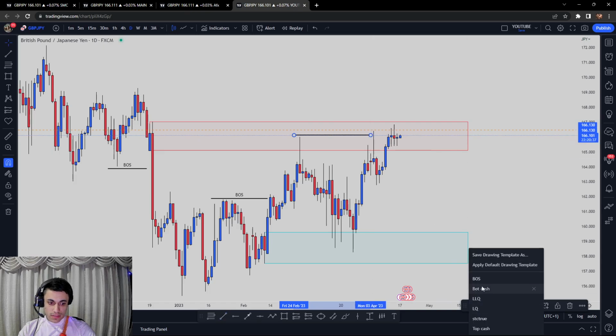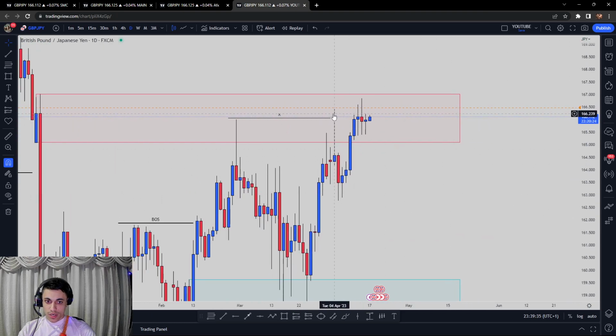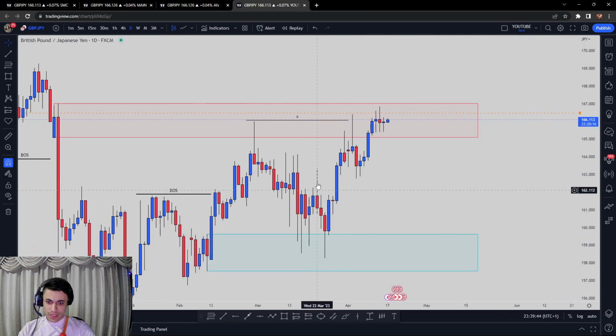Boom. This liquidity got absolutely smashed from this wick's high, and then we got boom right there. You can see how the market wicked past this level, took liquidity and dropped straight back down. And you see this happen a lot.